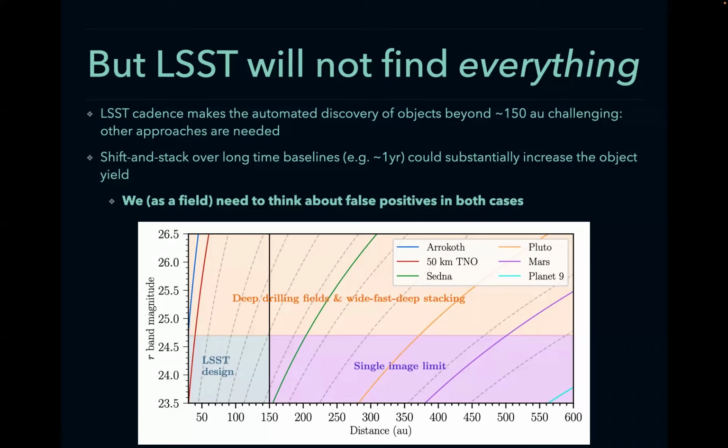Of course, you can also think about shift and stack in LSST. This is much more complicated computationally than anything I've talked about here. But if it's possible, we can find something like 100,000 TNOs in our data. And that's the top panel in this figure.